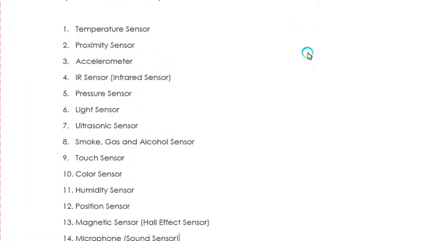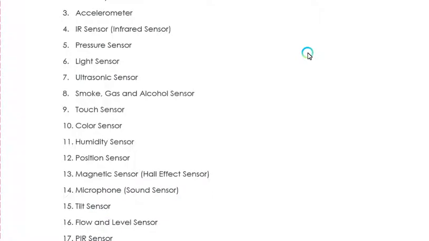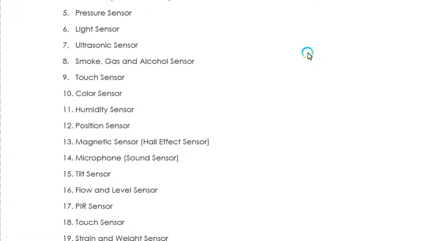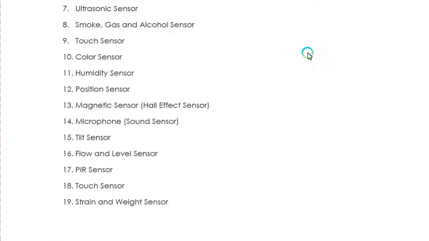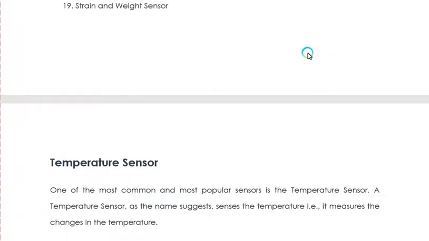This includes your temperature sensor, proximity sensor, accelerometer, IR sensor, pressure sensor, light sensor, ultrasonic sensor, smoke, gas, and alcohol sensor, touch sensor, color sensor, humidity sensor, position sensor, magnetic sensor, microphone or the sound sensor, tilt sensor, flow and level sensor, PIR sensor, touch sensor, strain and weight sensors. So some of this, na-discuss na natin last time.